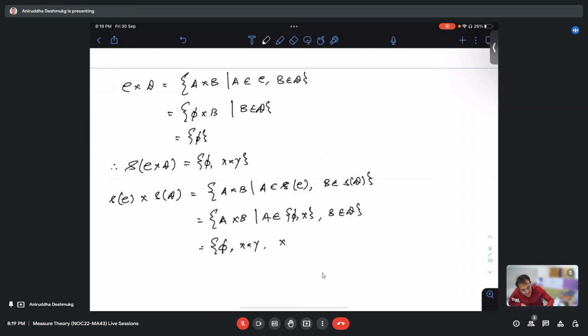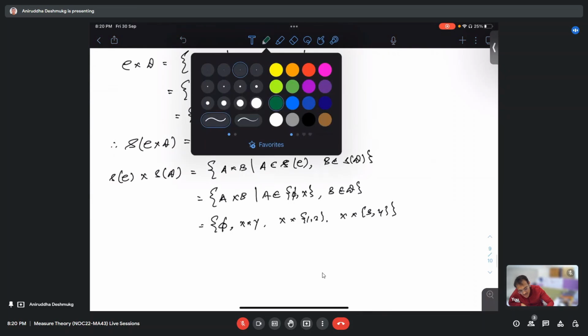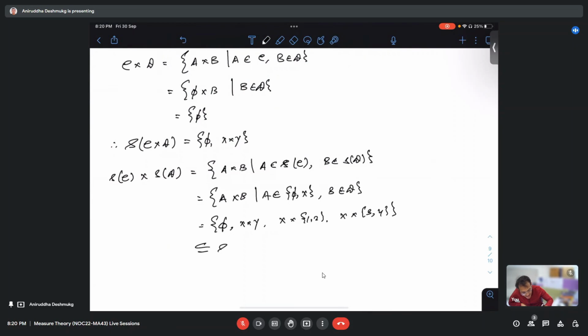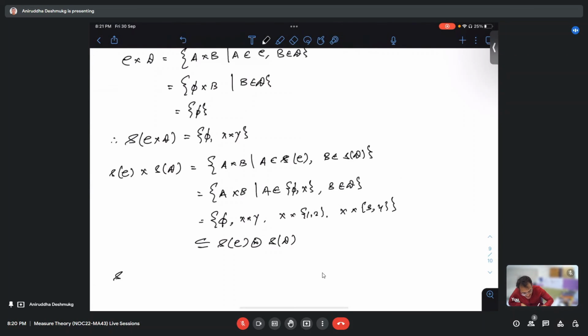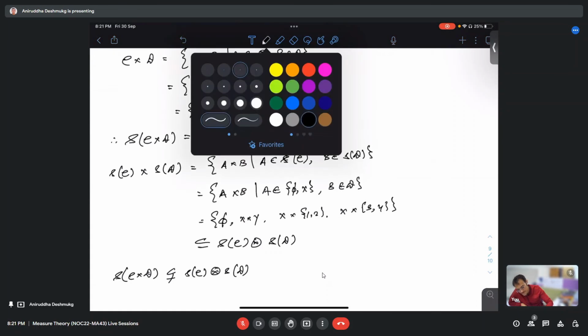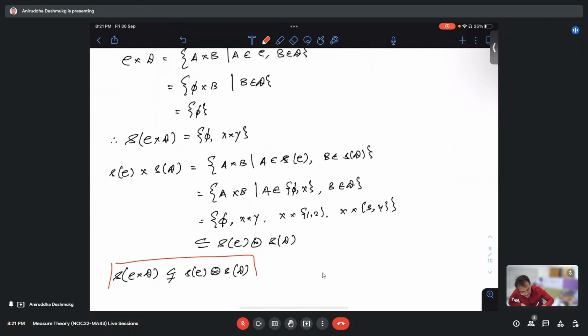But there is also this set phi cross 1 2, X cross 1 2 and X cross 3 4. This is also there. Whether or not it is a sigma algebra, it is always contained in the sigma algebra generated by these two. It may be equal in this case. But what we do observe is that S of C cross D is strictly contained in SC cross SD. So this provides us the counterexample we were looking for.